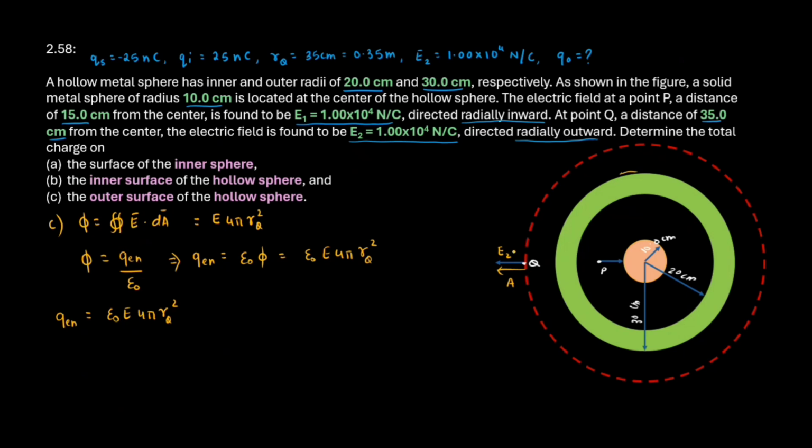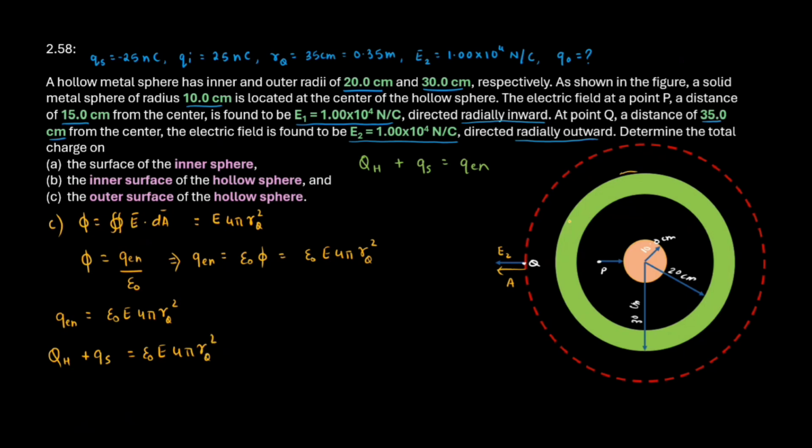This is the charge which is inside the Gaussian surface. Now this charge enclosed is the sum of two different charges. First is the charge of the hollow sphere, the entire hollow sphere, plus the charge on the solid metal sphere. These are the two charges enclosed inside the Gaussian surface. I will substitute them here. We write Q enclosed as charge on the hollow sphere, the total charge of hollow sphere, plus Qs equals epsilon naught E 4 pi RQ squared.